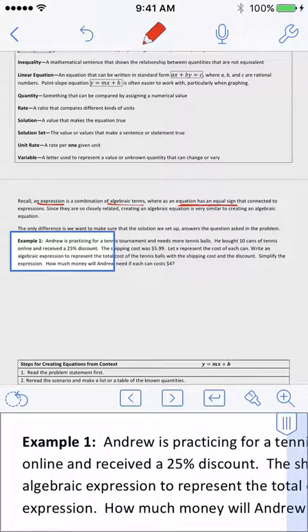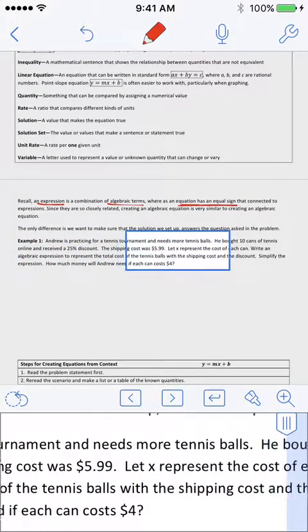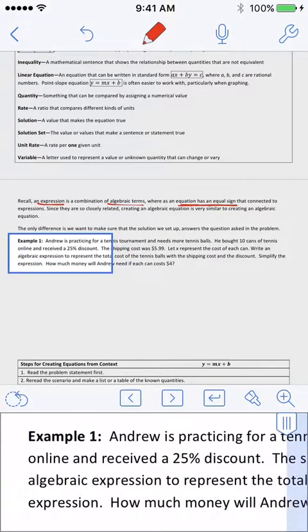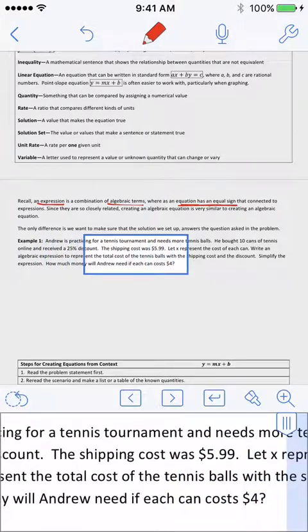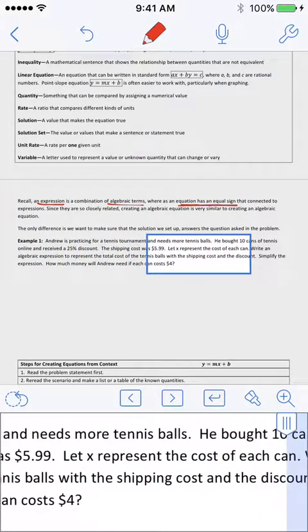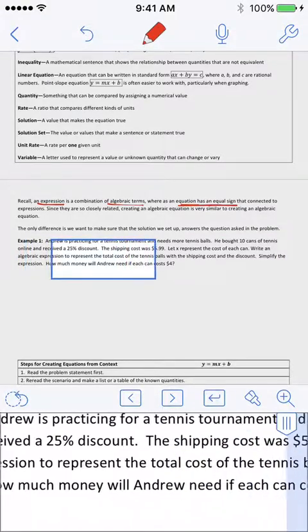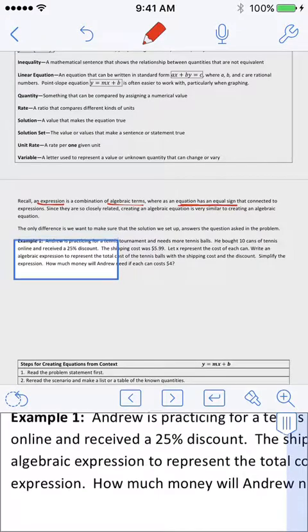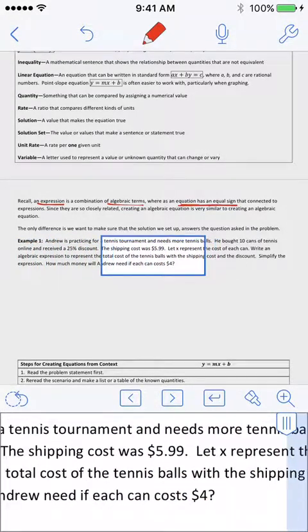Example number 1. Andrew is practicing for a tennis tournament and needs more tennis balls. He bought 10 cans of tennis balls online and received a 25% discount. The shipping cost was $5.99. Let X represent the cost of each can. Write an algebraic expression to represent the total cost of tennis balls with the shipping cost and the discount. Simplify the expression. How much money will Andrew need if each can costs $4?